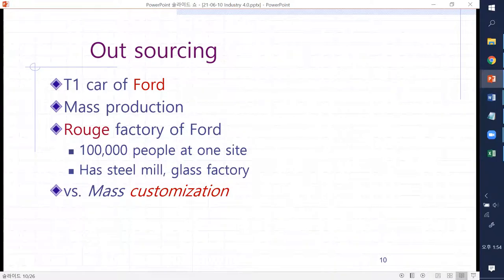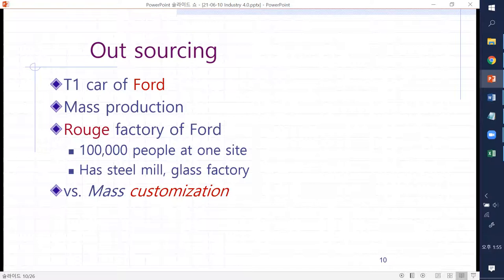So at Ford company, 100 years ago, they had a very famous car named the T1. T1 is the name of the car when Ford was developing their mass production using the conveyor belt. And there was a Rouge factory at the time, and it is still there. The name of the factory of Ford Motors company was Rouge. And this was the biggest factory in the world at the time.